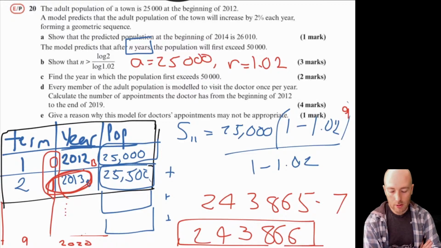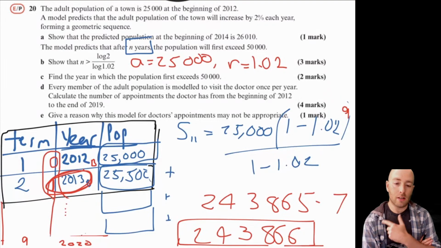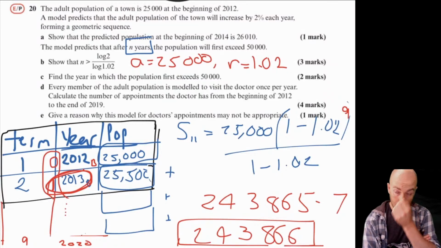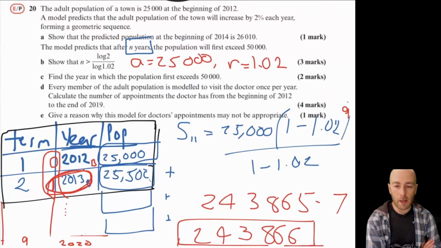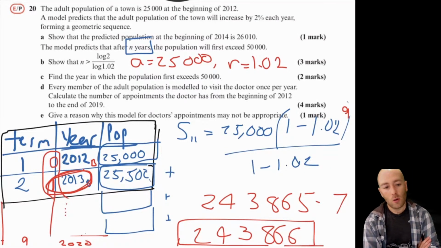Well, there's a load of reasons. People die, more people might be born, people might not need to go to the doctors at all, people might need to go to the doctors more than once. So any of those answers you could say. I think, yeah, saying some people go to the doctors not often, some people go more than once a year. So it might not just be one person once a year.